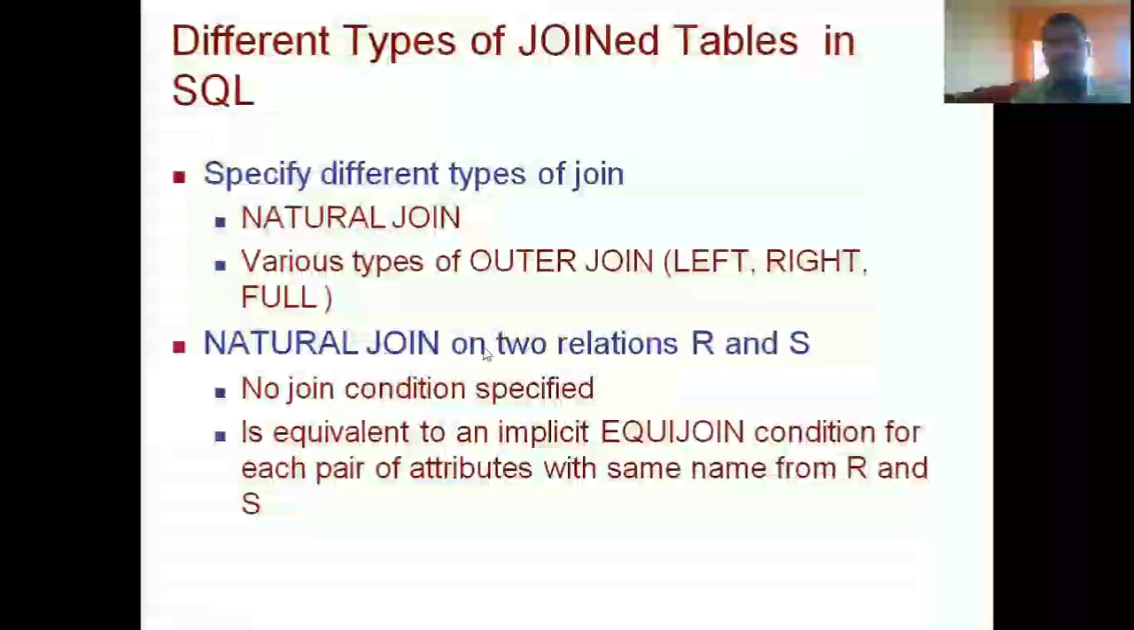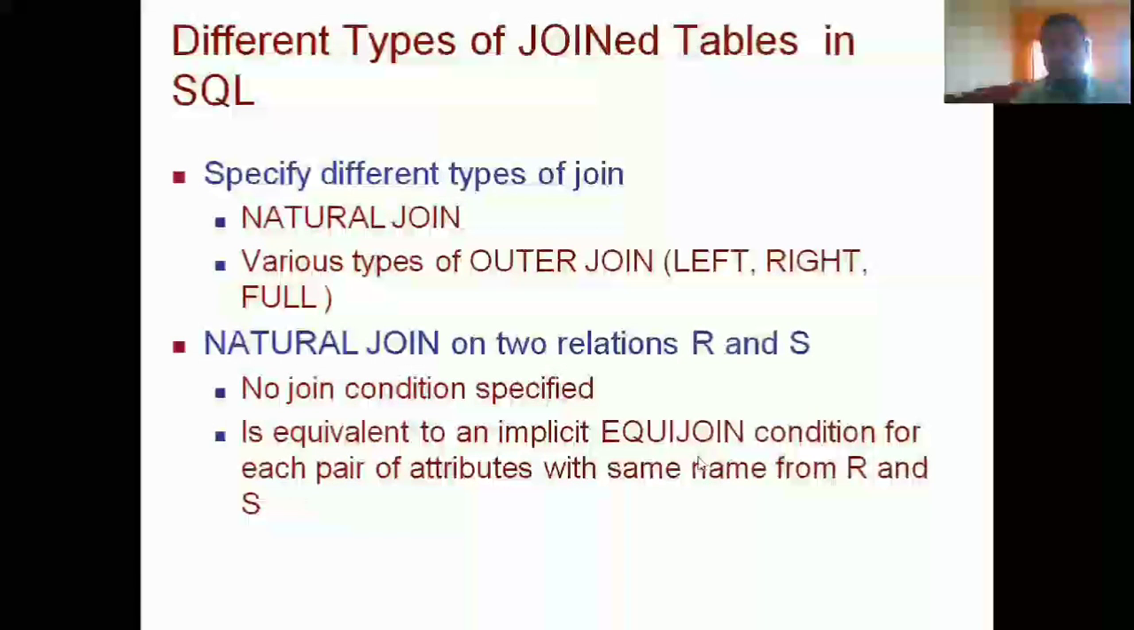A natural join is on two relations, R and S. No join condition is specified; there is no restriction to join the two relations. It is equivalent to an implicit equijoin condition for each pair of attributes with the same names from R and S.